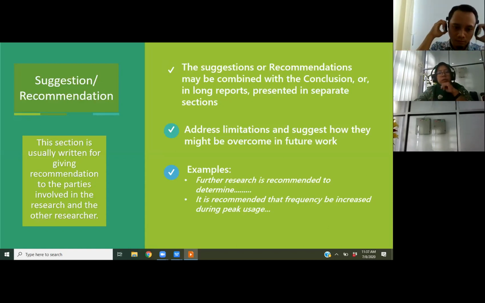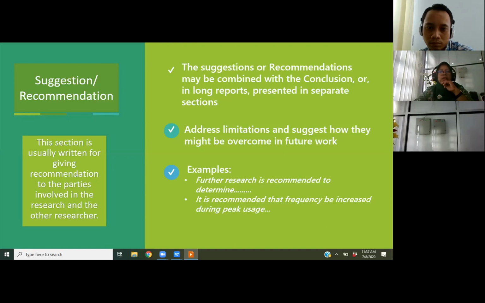Example, the words: further research is recommended to determine blah, blah, blah. It is recommended that the frequency be increased during the usage of blah, blah. So it's here for you to give the suggestion in the part of the suggestion and recommendation.